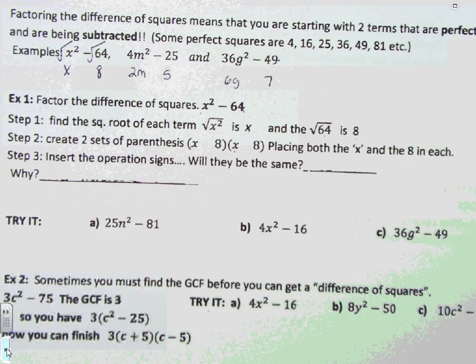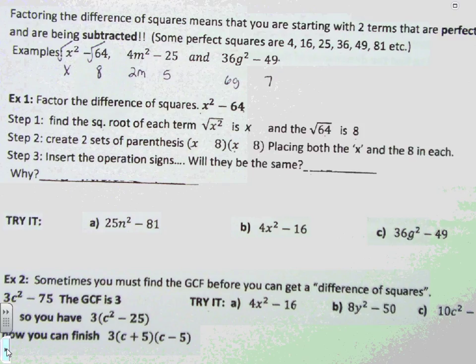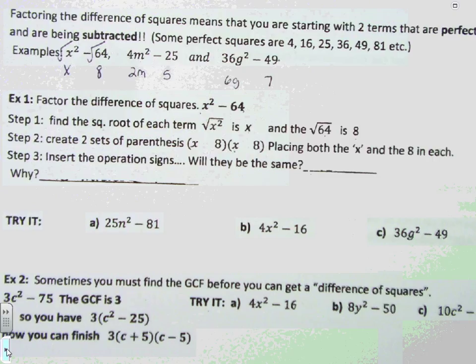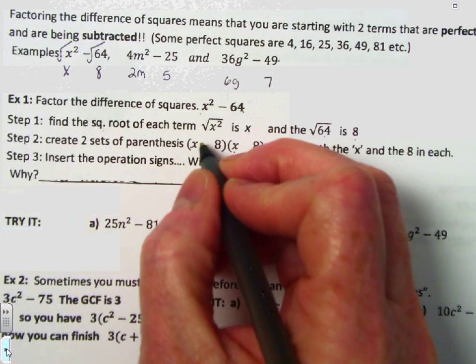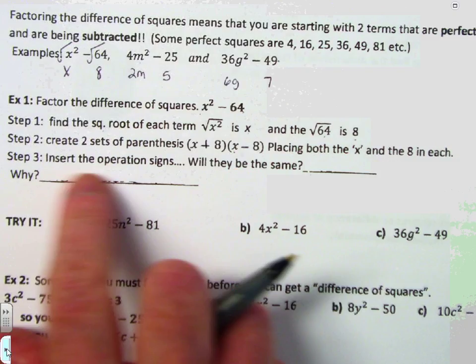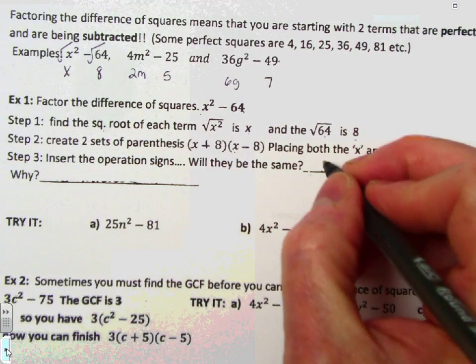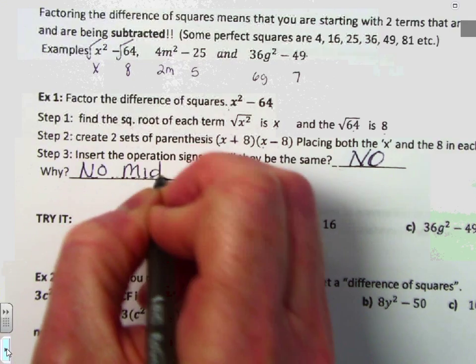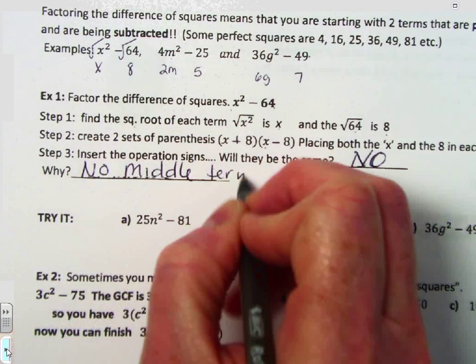What causes that to happen? One's a plus and one's a minus. They cancel each other out, and therefore the middle term disappears on you. And so when you build these, one's going to be positive, one's going to be negative. Will the signs be the same? No. And now tell me why. There's no middle term. When you look at your notes, this is an important part to have written down. If there's no middle term, you're going to have opposite signs.